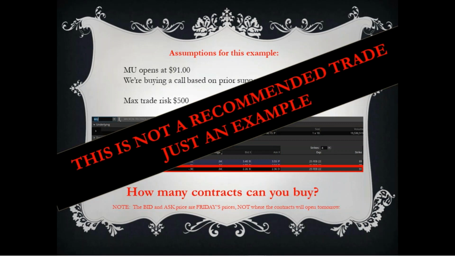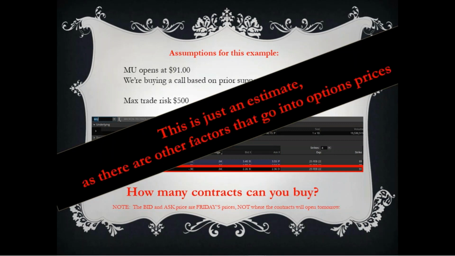So key thing to remember, I am not recommending this as an actual trade setup. This is just an example of how you can look at a chart, come up with a trade thesis, and basically manage that trade. The other thing to keep in mind is that this is just an estimate. There are other factors that go into options prices that I'm not taking into consideration right now.